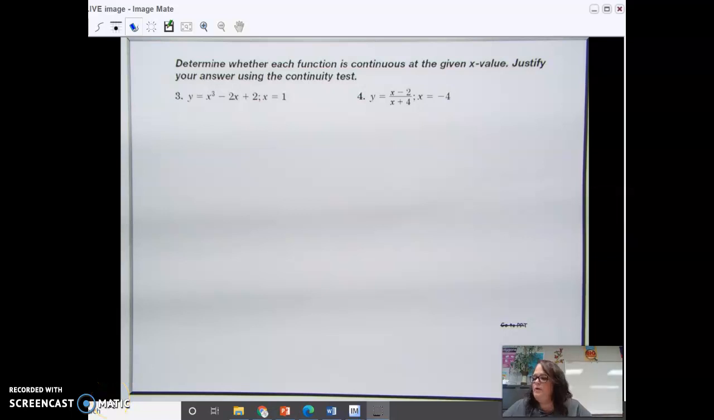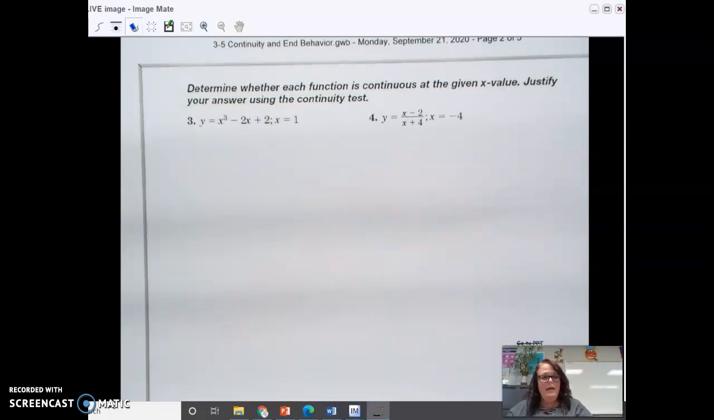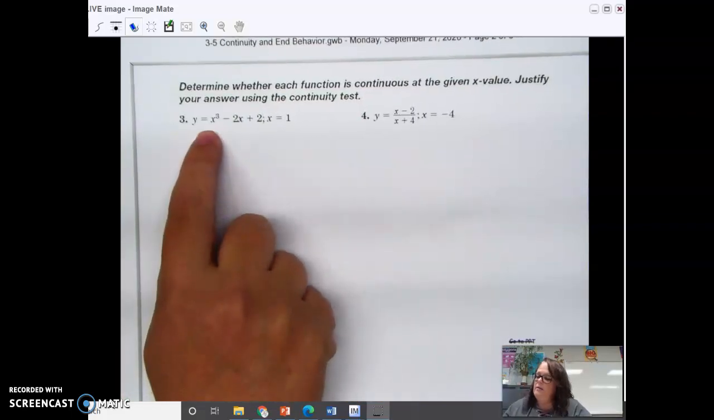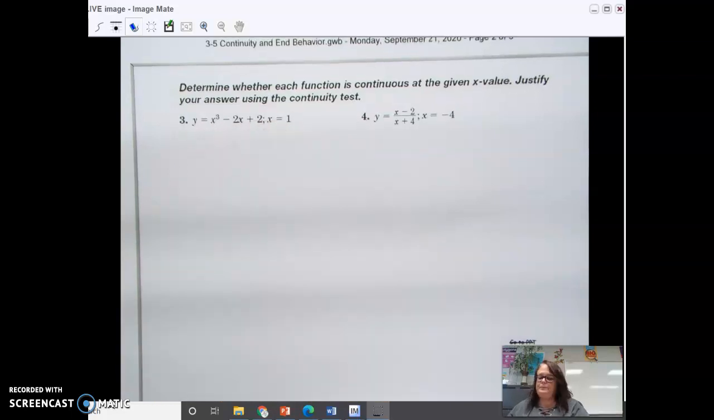All right, so this is part 2 of the 3-5 lesson. If you haven't seen part 1 yet, you want to go do that first. So we're continuing with the continuity test. We want to figure out, is the function here continuous at x is equal to 1?